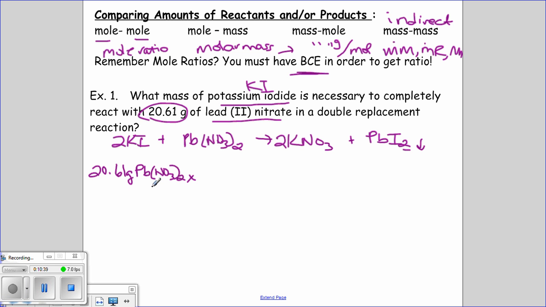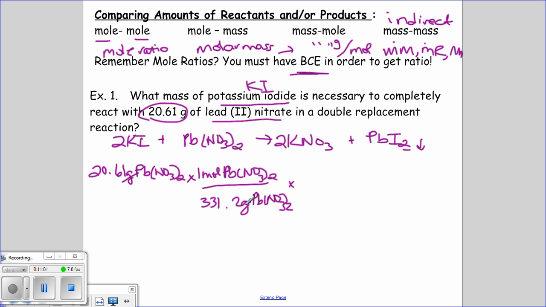And I can't do anything with grams, so automatically I know I should be going to moles of lead 2 nitrate. So 1 mole of lead 2 nitrate is 331.2 grams of lead 2 nitrate. And I like to label all my identities, so sorry it takes me a minute here.